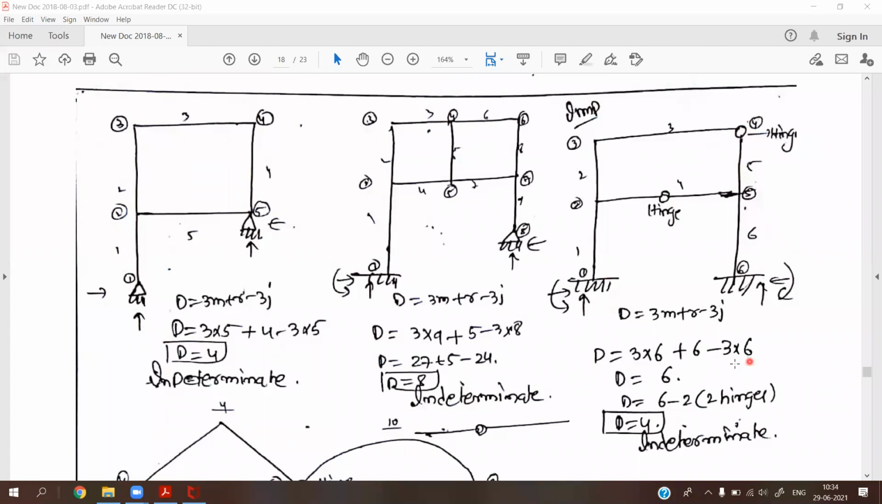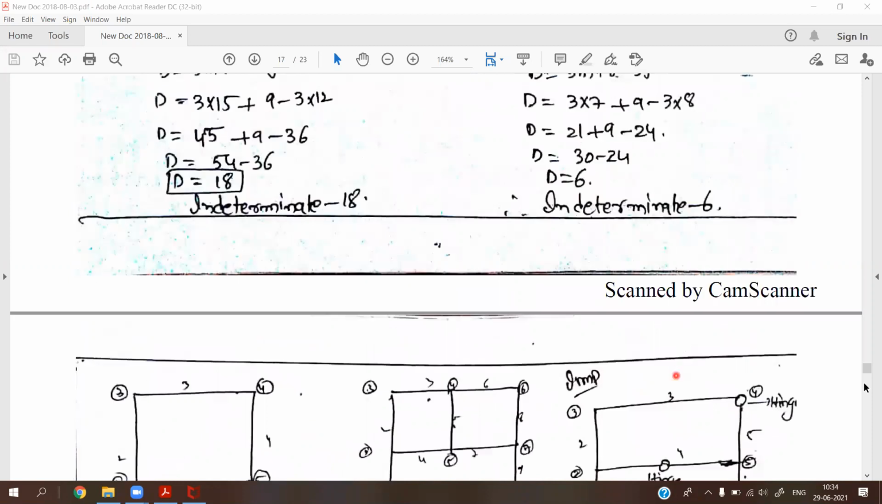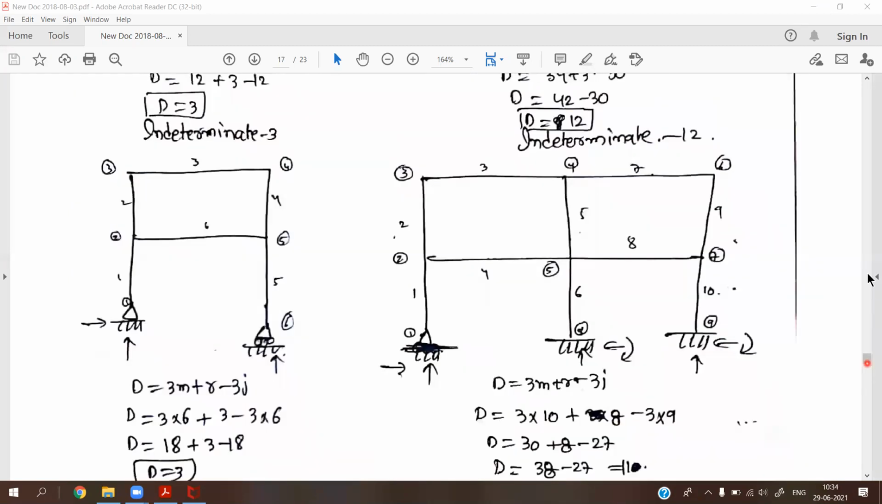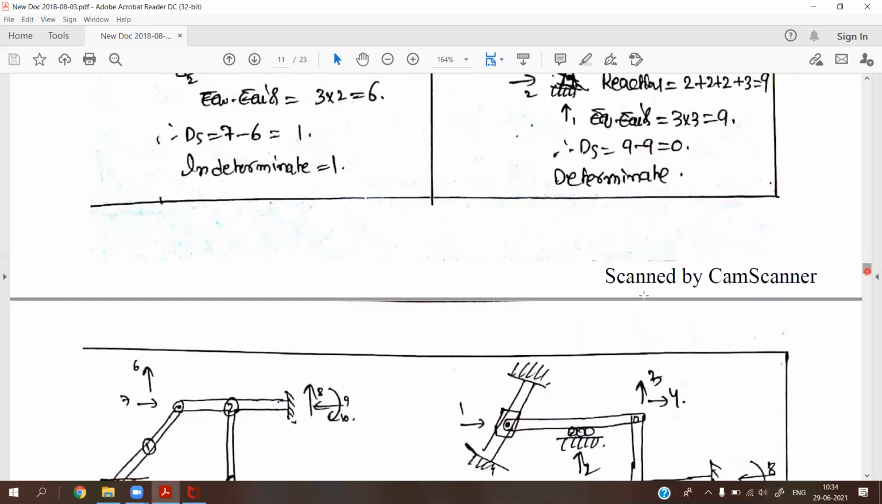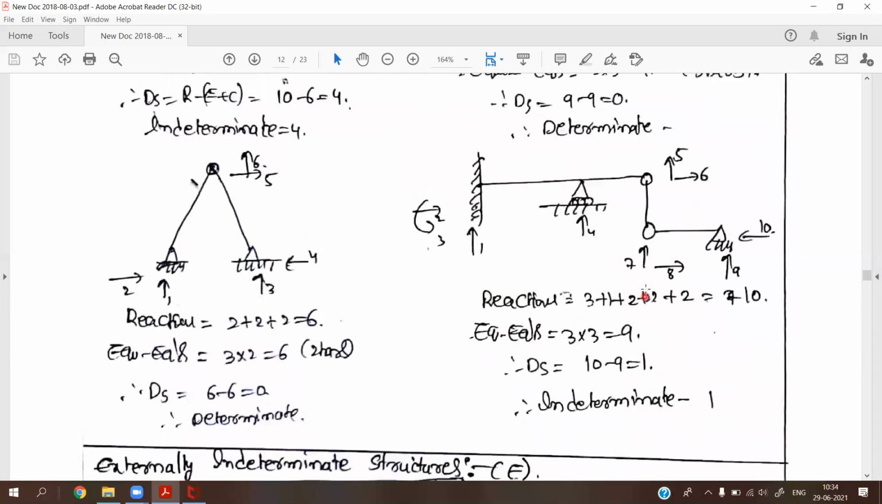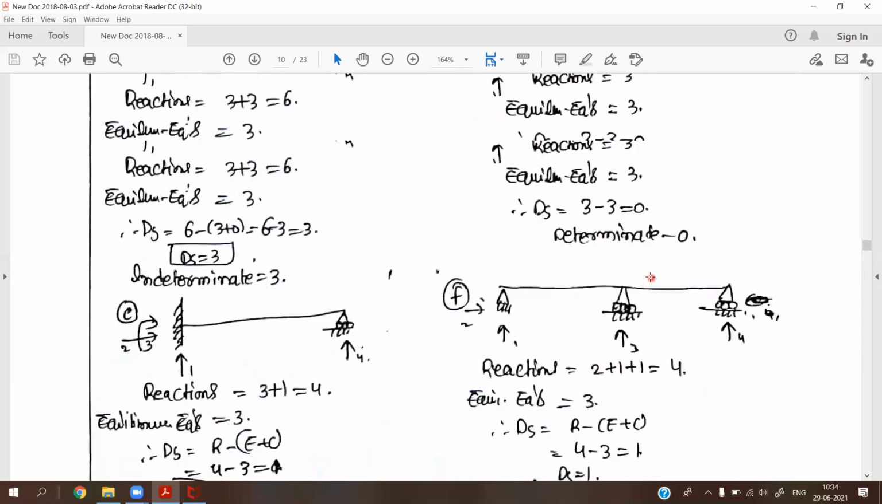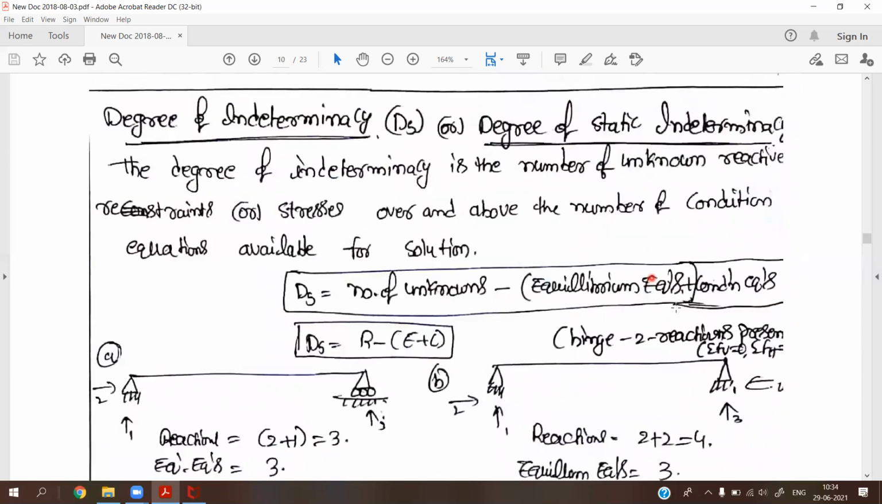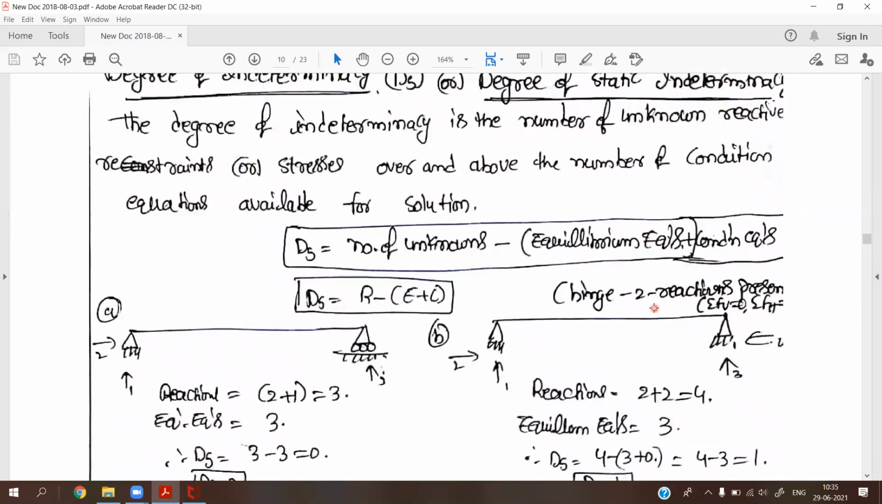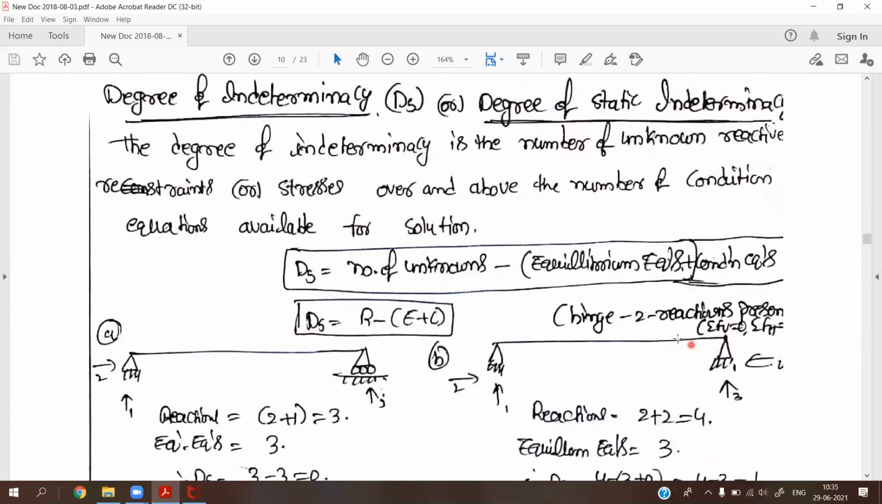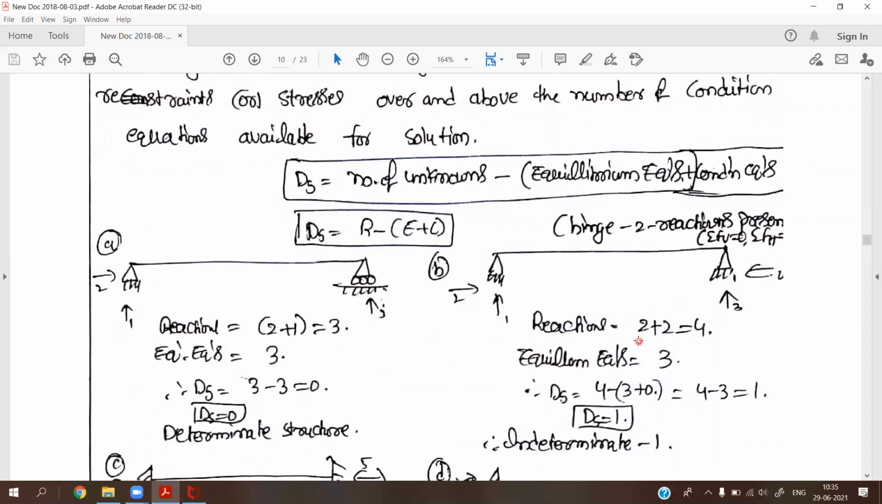So totally, 6 times 3 is 18. So the degree of static indeterminacy without hinges is 6. For hinges, as I already said in the previous class, if we consider the hinge, we have n minus 1 reactions. In hinges we have two reactions present. So that is for beams.